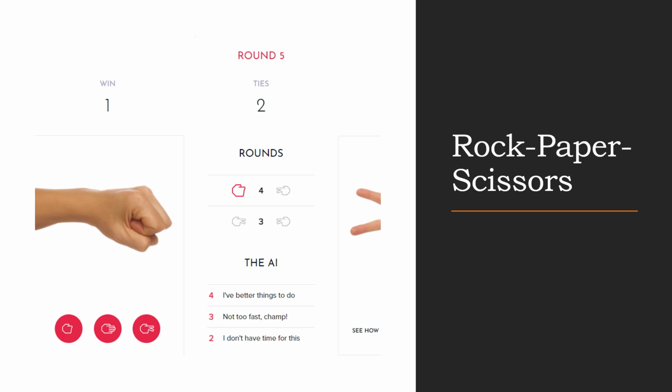So the game itself is a well-known game, usually played using your hands, and you can play it for as many rounds as you like and just count the number of rounds that you win. So as you know, there are three choices, three hand shapes: the shape of a rock, the shape of scissors, and the shape of paper.